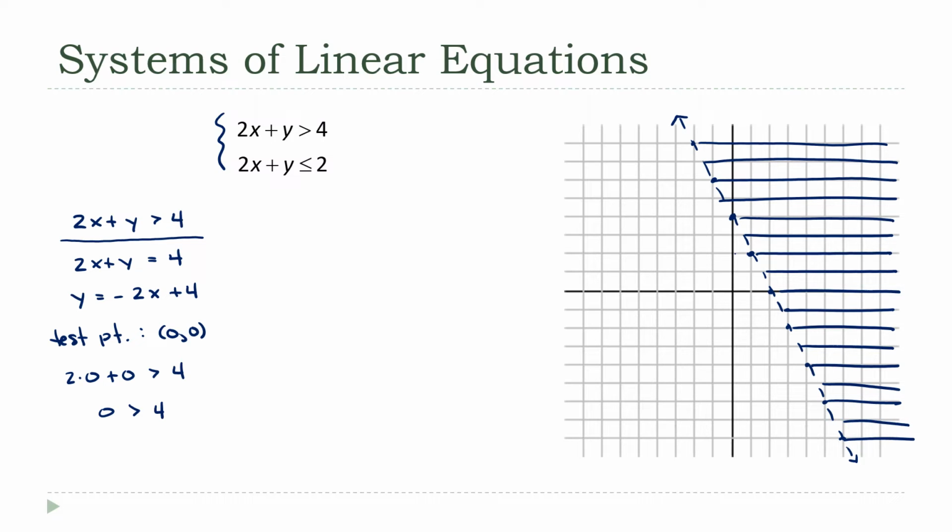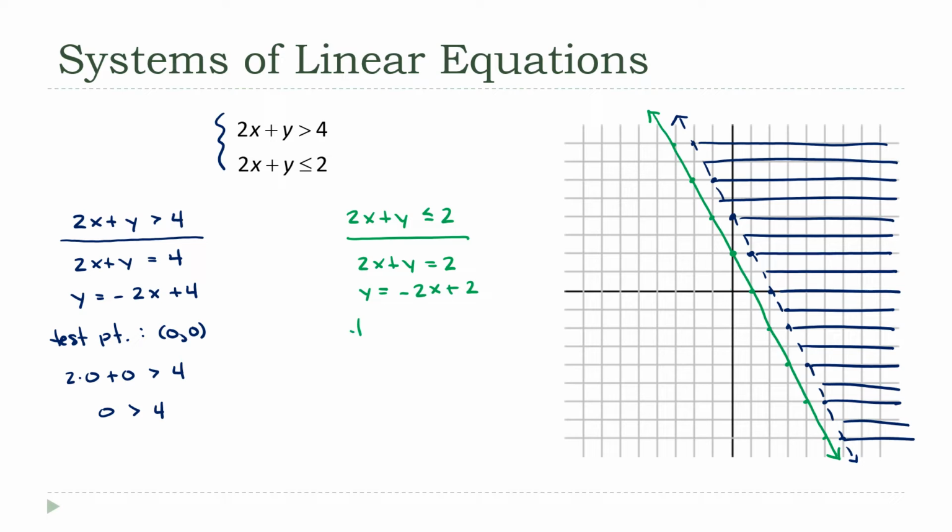All right, how about the second one? 2x plus y is less than or equal to 2. Well, let's graph the boundary. It's going to be 2x plus y equals 2. So y is negative 2x plus 2. So my y-intercept is 2. And I've got the same slope, so we kind of know what's going to happen here. We're getting a parallel line, and I'm going to come up and up here. This one will be a solid line because it's less than or equal to. There we go.